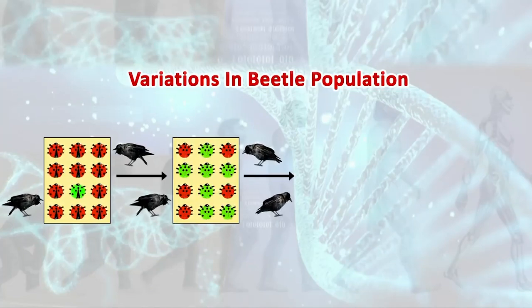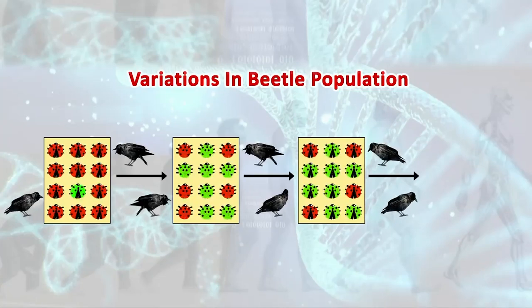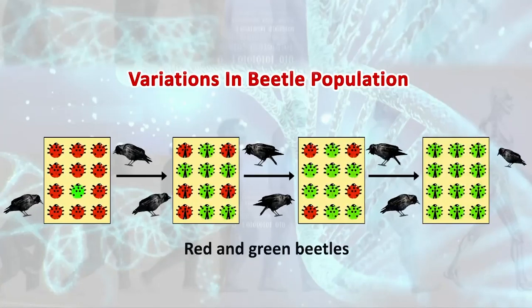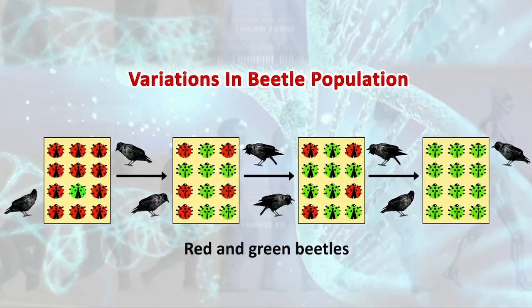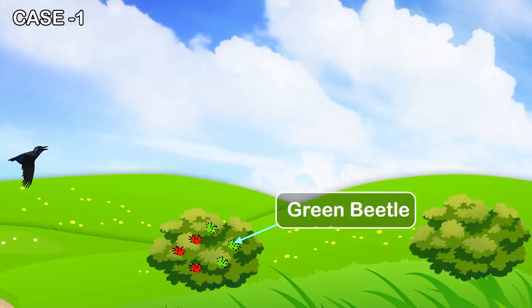Assume crows eat the red beetles. Then the population of red beetles gradually decreases. The above situation is discussed in 3 cases. Case 1. Assume variation occurred in color of beetle during reproduction. Due to this, one of the beetles appeared green in color instead of red.